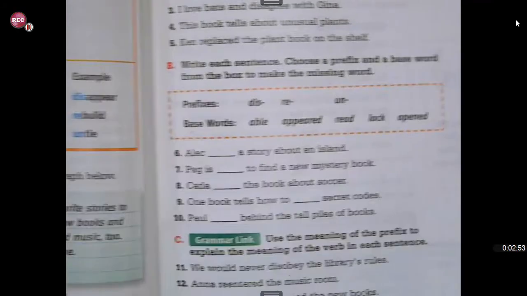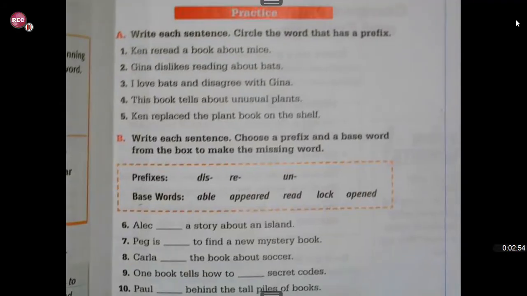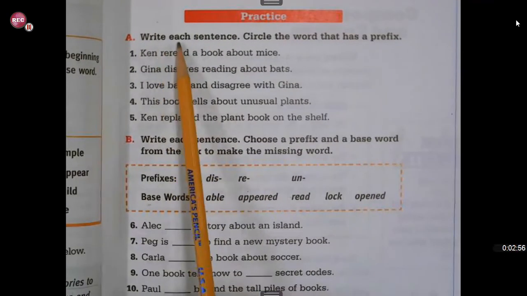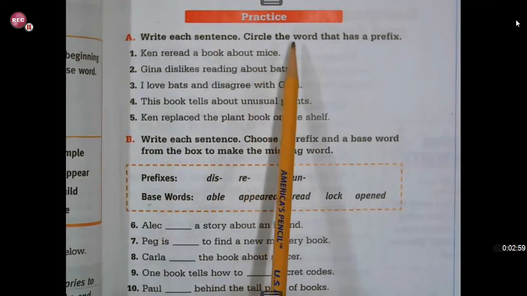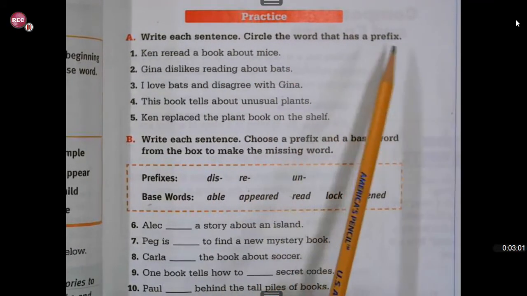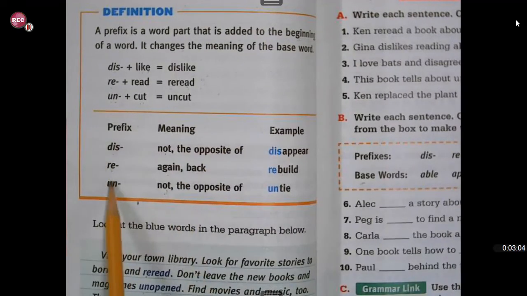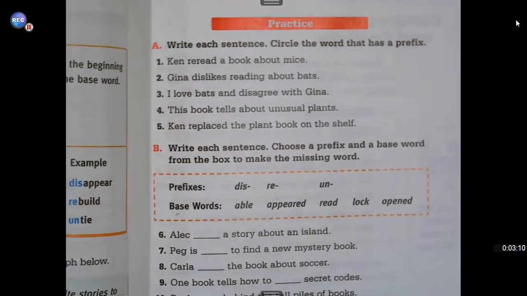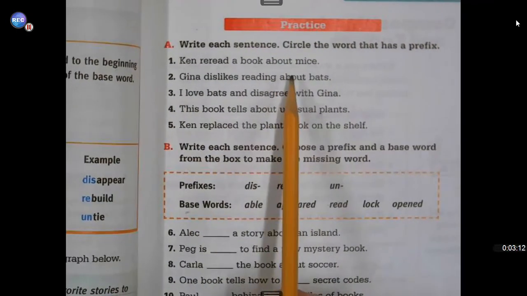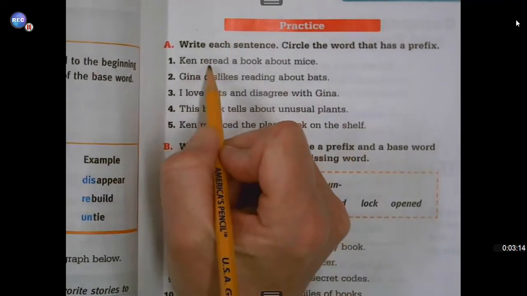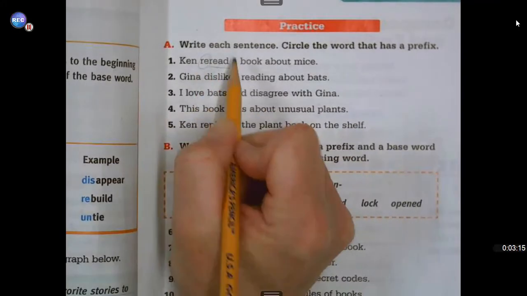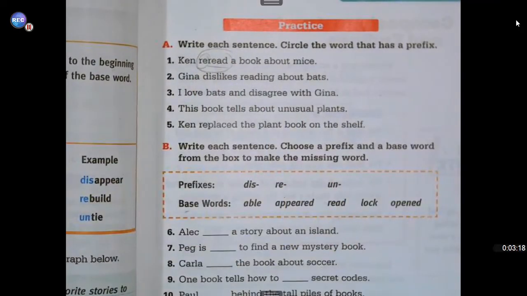So let's look at your assignment for page 191. The directions said to write each sentence, circle the word that has a prefix. So use the chart on page 190, this one over here, to look for words that have prefixes. So number 1, Ken reread a book about mice. So I see in the word reread, we have a prefix re. So this is the word with the prefix.